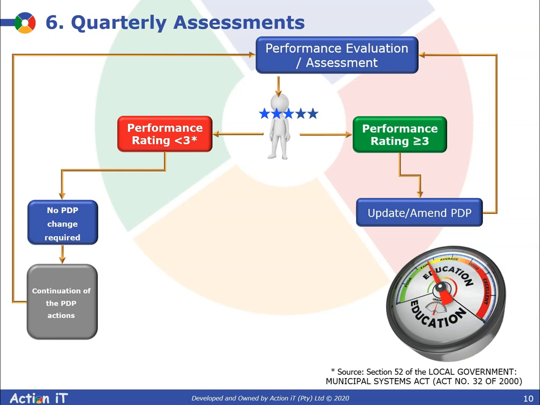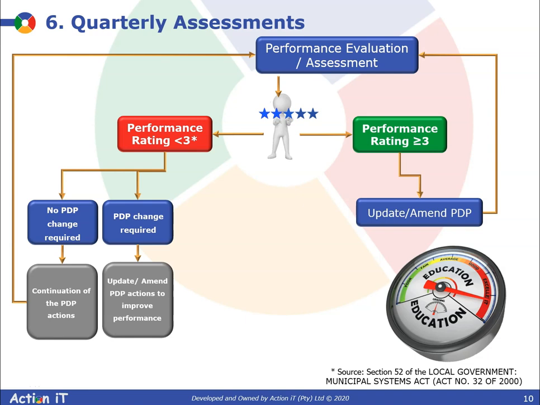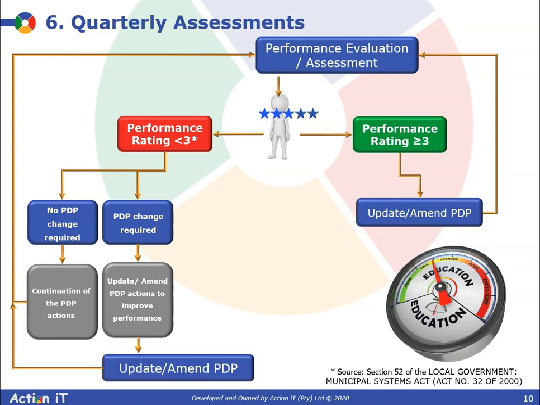The second outcome is where a change is required to the PDP. This usually occurs when the employee does not meet all the development deadlines, or when there is a change in the developmental needs that need to be incorporated in the PDP. The manager and the employee will meet and amend the PDP as required. The employee will then be assessed again in the next quarter.